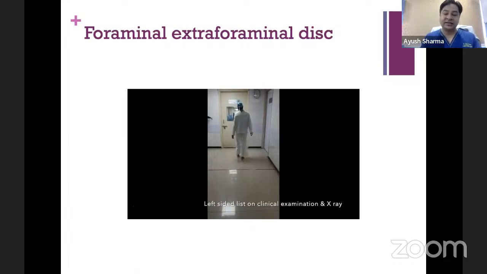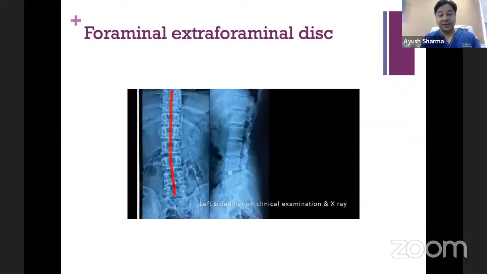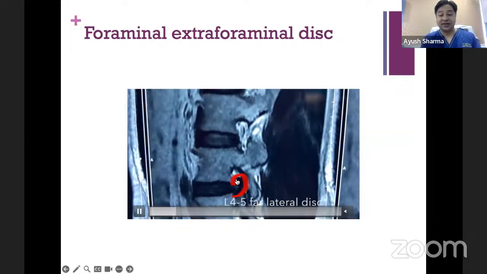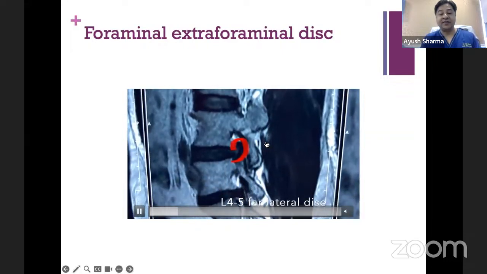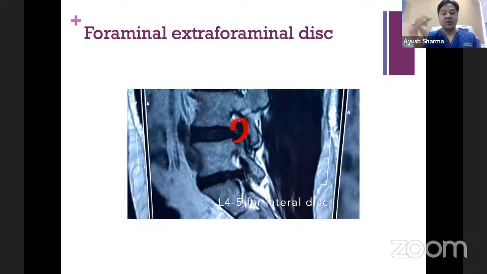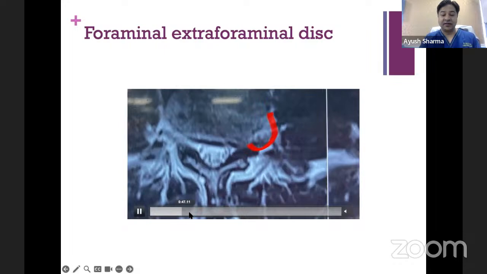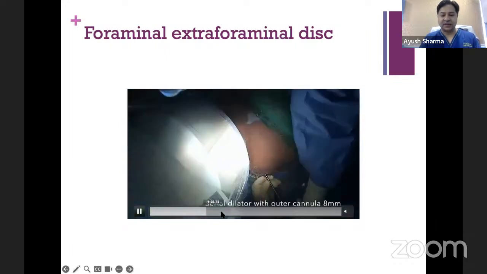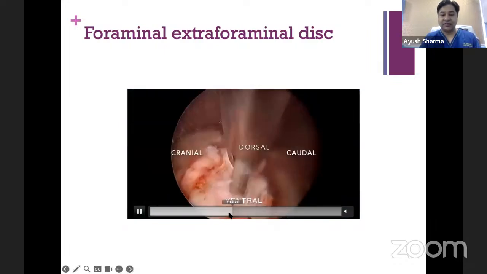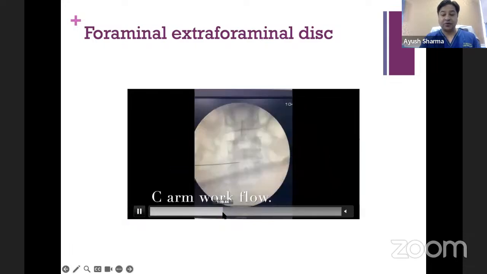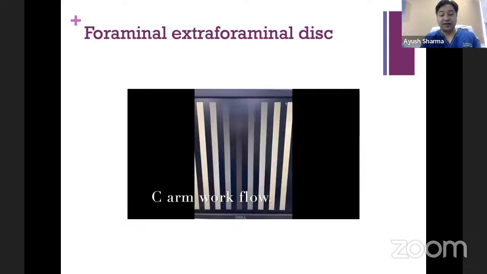He has a list, and he had a specific radiculopathy due to an extraforaminal disc. And as you know, this is how the disc is. You can see it's an L4-5 disc, which is sort of going up, and this is where it is. And this is the classical transforaminal approach. This is how you go and you target it.